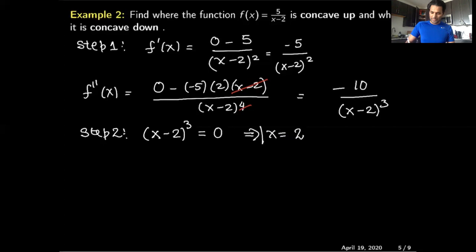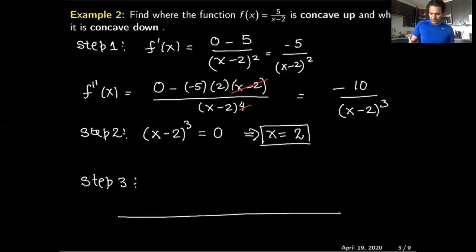So there is only one critical value in this quotient, and we will test this critical value in step number 3. In step number 3, I do the line test on this critical value, which is 2. If I take a point on the left side of 2, let's suppose 0, and plug that into the function, you can see that (0 minus 2) to the power 3 is going to give me minus 8, and there is a minus 10.